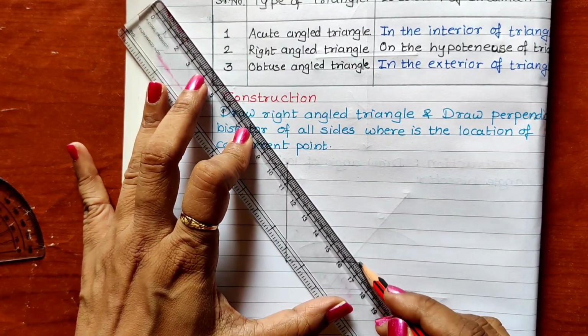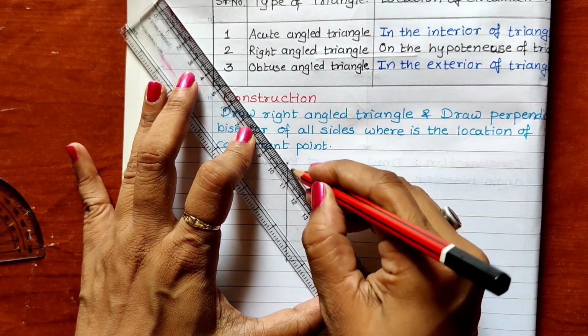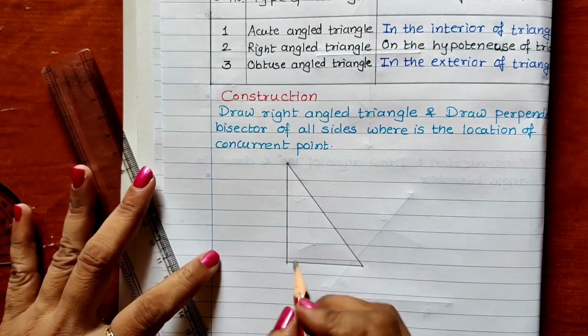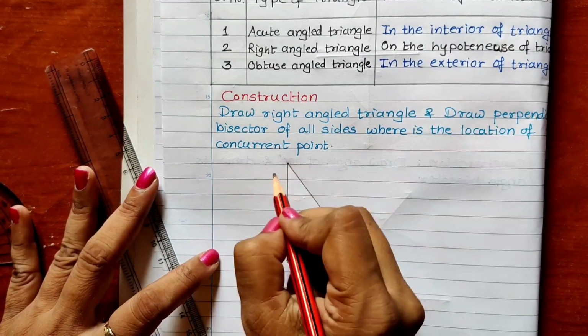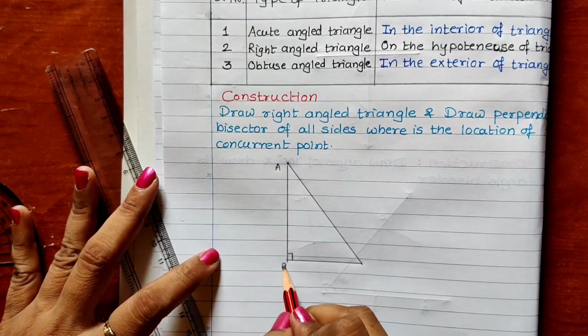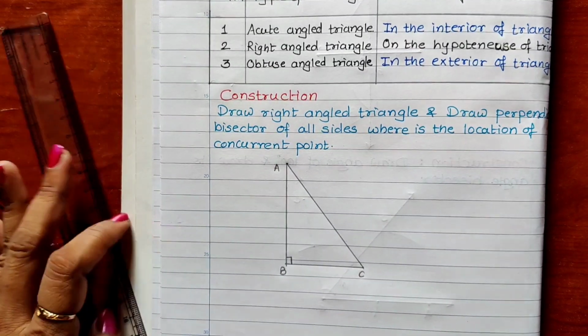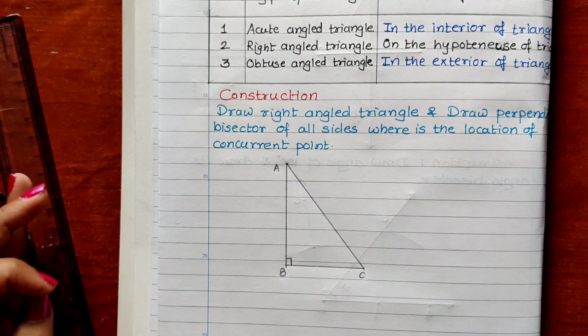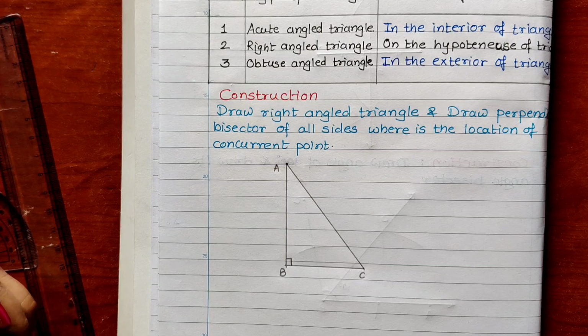And then joining this to get the hypotenuse. This side is the hypotenuse, we all know. This is triangle ABC. We have to give the names on our own. Now we will be using our compass to draw perpendicular bisectors.